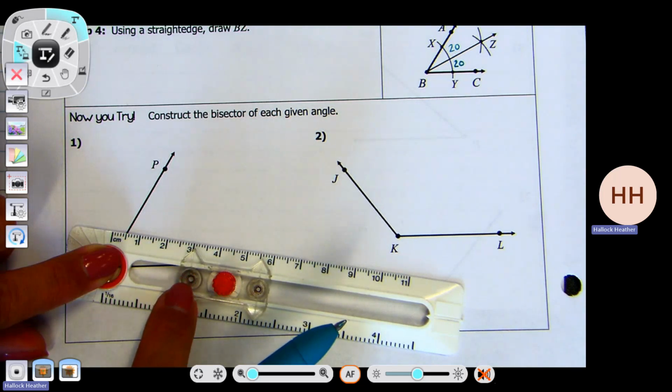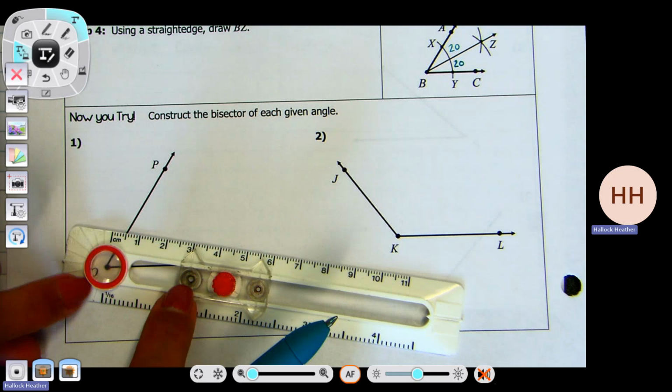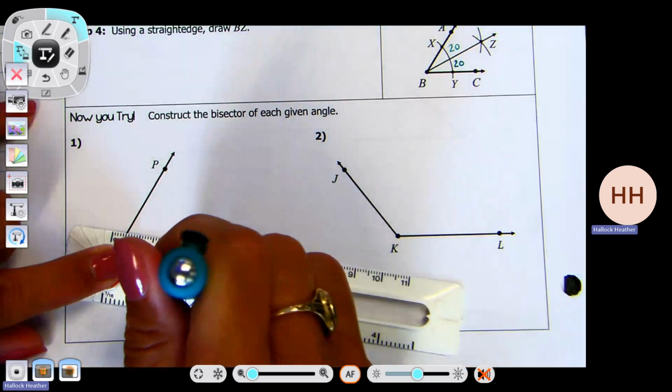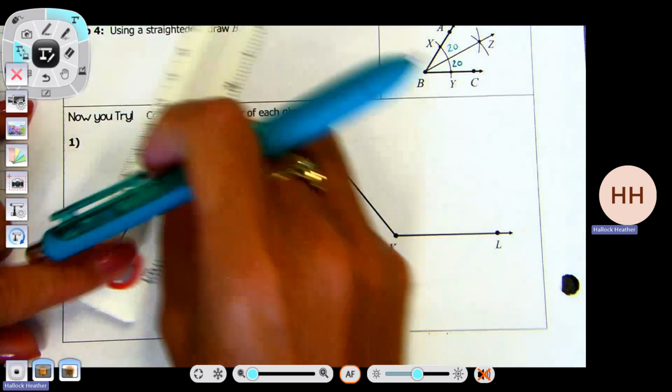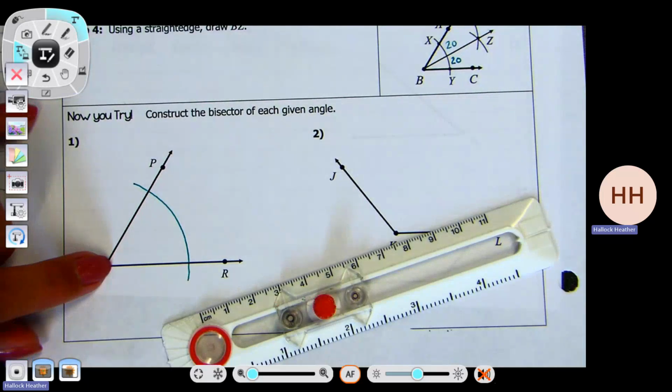So we're going to put our pencil in here. I put my needle here. Put my finger here, and I'm going to draw an arc going through my angle on both sides. So take a second, make your arc.